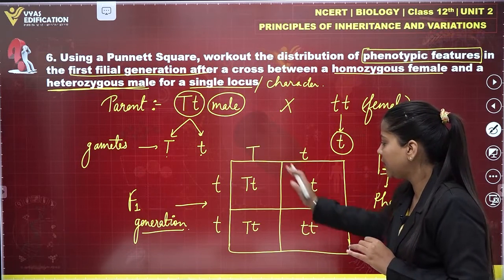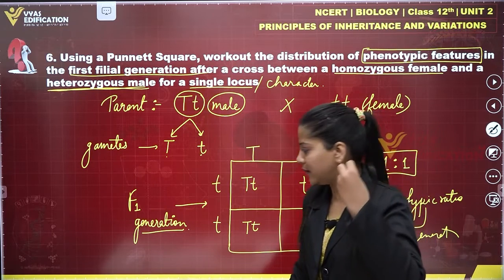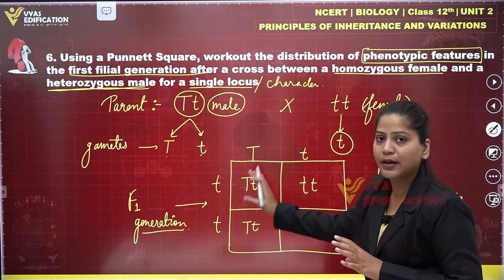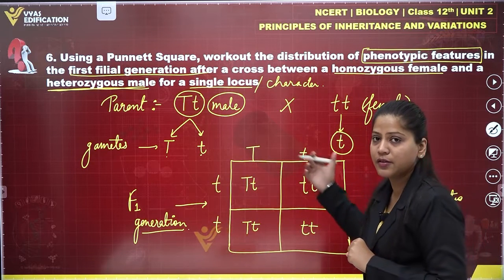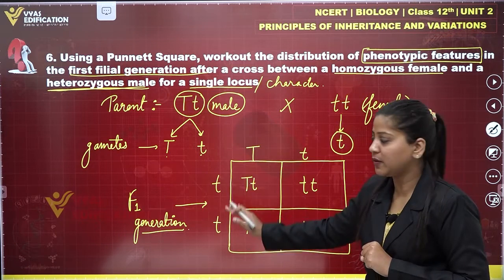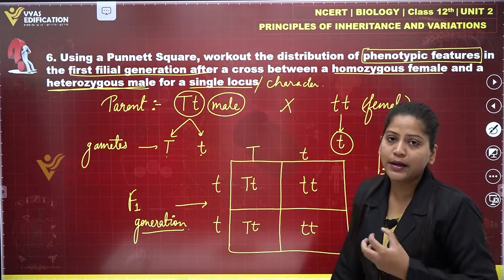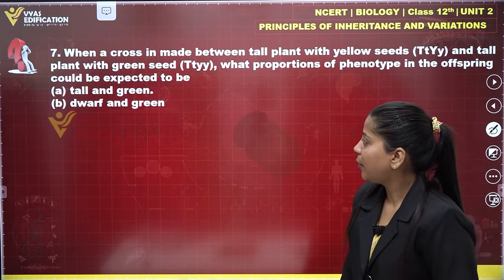That means 50% of the individuals are dwarf, and 50% are heterozygous tall, or let's leave heterozygous. What is the conclusion? 50% of the individuals of the F1 generation are small and 50% of the F1 generation are tall in nature. So this is the complete solution of question number 6. Let's talk about question number 7.